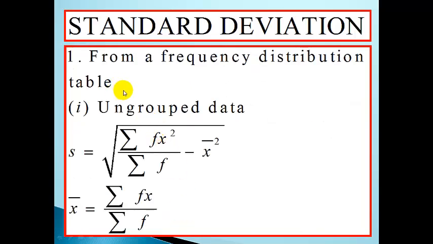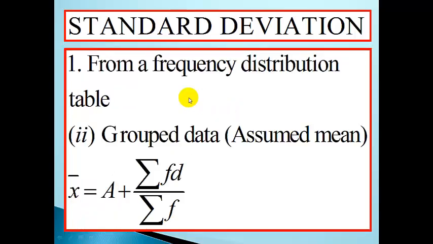Okay, before the example, let's look at the standard deviation also from the frequency distribution table. We have the ungrouped data, and for the ungrouped data, the standard deviation is the overall root of summation fx squared over summation f, minus the mean squared, where the mean is equal to summation fx divided by summation f. That's for the ungrouped data. Now for the grouped data, we use the assumed mean method. That is x bar is equal to a plus summation fd divided by summation f.